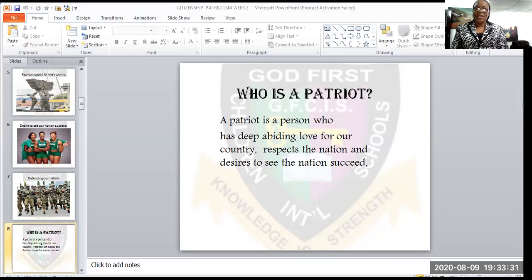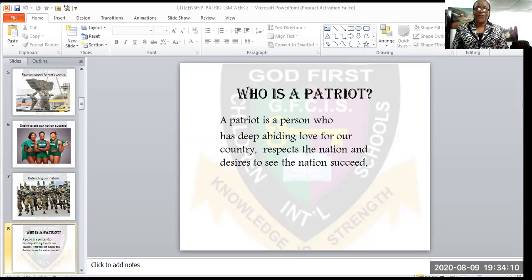Now, actually, when we do that, we are able to promote our nation positively. Is that clear? Beautiful. A patriot is a person who has deep abiding love. Love that cannot fail or falter. The love for a nation, the desire to see the nation succeed, is this kind of love we are talking about. Are we clear? Very well.